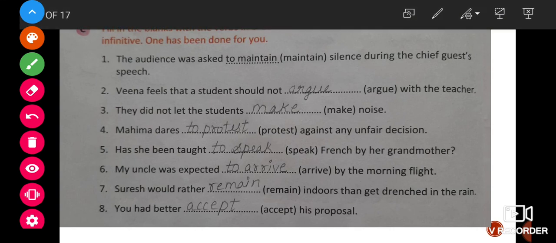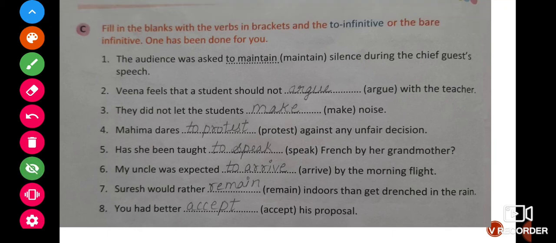This is your exercise C. So here you have to fill in the blanks either with to infinitive or with bare infinitive. Remember the list of words which were given to be used before bare infinitives. They will help you with bare infinitives.